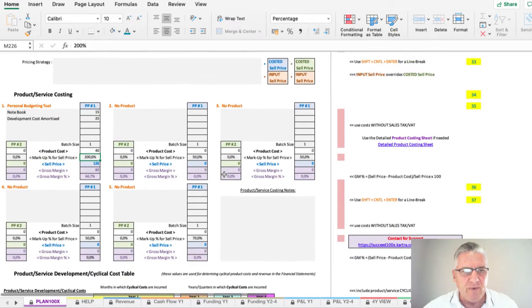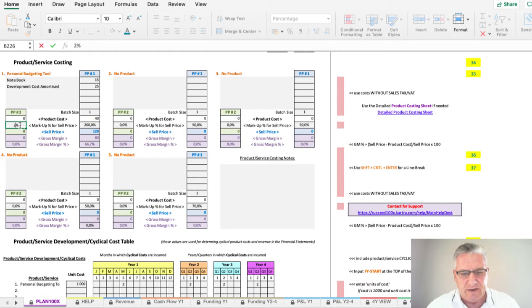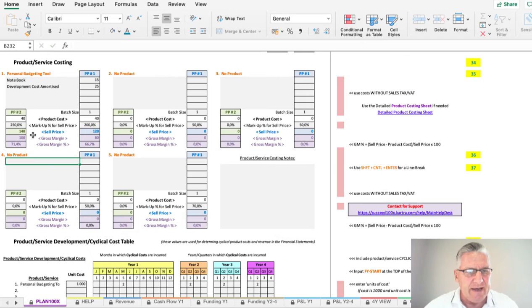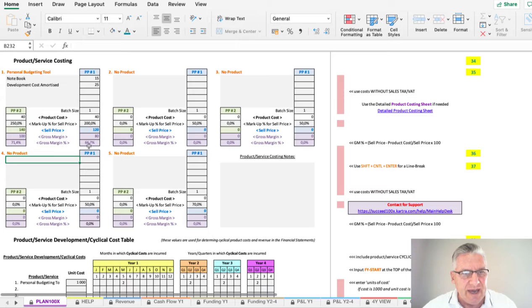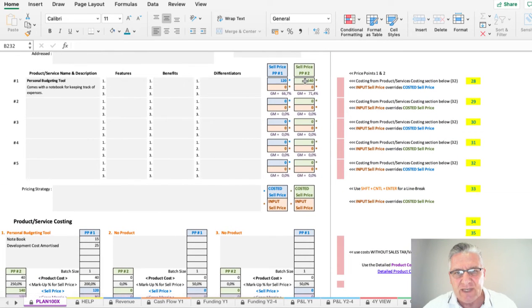Now, in terms of price point 2, on the left, we could well put another markup in here, and there 250%, giving us a sell price of 140, and there you can see the difference in our gross margin. What was 80 at price point 1 is now 100 at price point 2, and the same in terms of the percentages. We're making more gross margin percentage with a higher markup. So suddenly at the top here, there is our new price point 2.